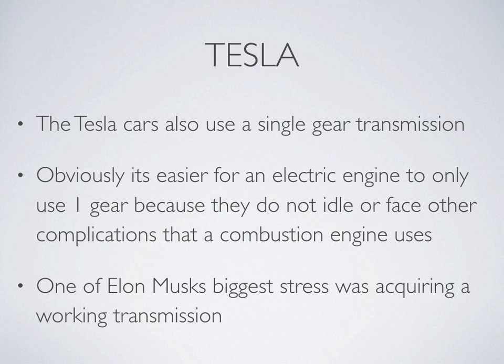One of Elon Musk's biggest stresses during his time at Tesla was getting a working transmission. No one really took him seriously when he was trying to build an electric car. No one would really want to give him the time, and he couldn't find anything that would really work. Everything he had kept on breaking down, but he found the answer. They just use a single gear, which is all they need, because when an electric motor turns on, it doesn't move like a mechanical motor, a combustion engine.